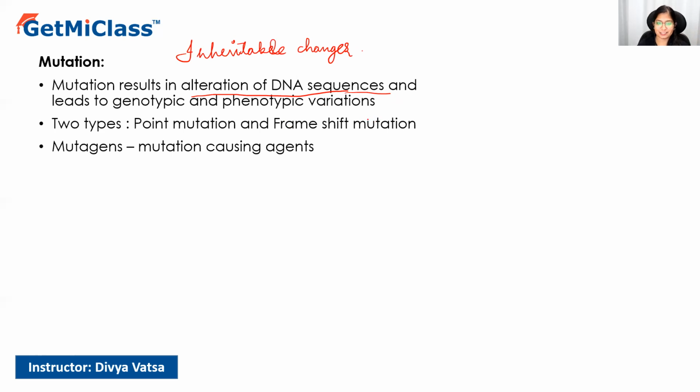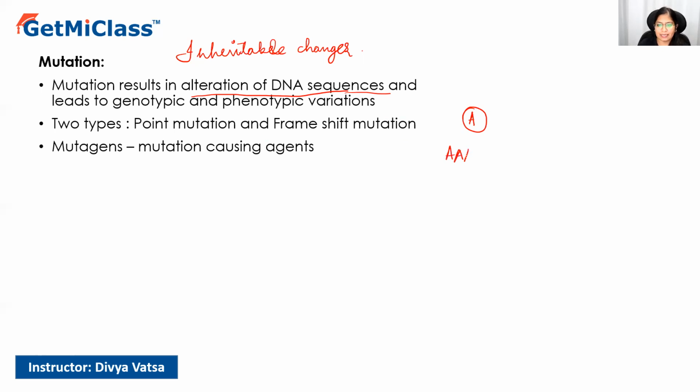Some mutation takes place, and maybe our eye color is different. We are heterochromatic: one eye color is black, one eye color can be blue. There are two types: point mutation and frame shift mutation. What is point mutation? Suppose a mutation takes place at only a certain point, or a certain nucleotide is changing; that would be called a point mutation. But because of the point mutation, there can be a frame shift mutation.